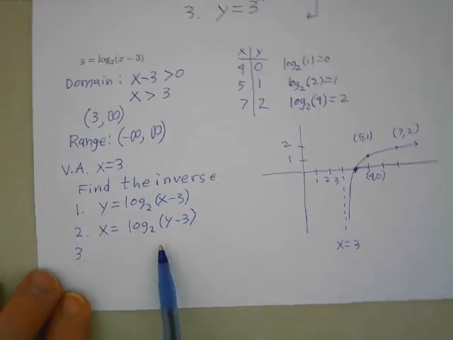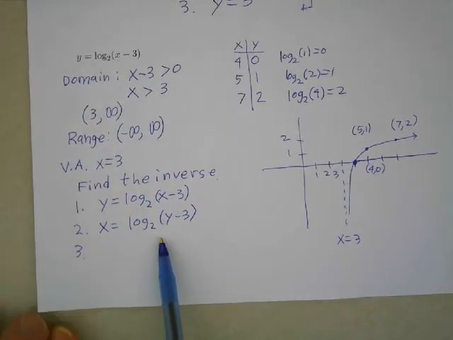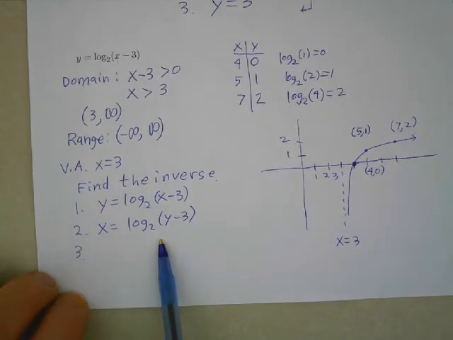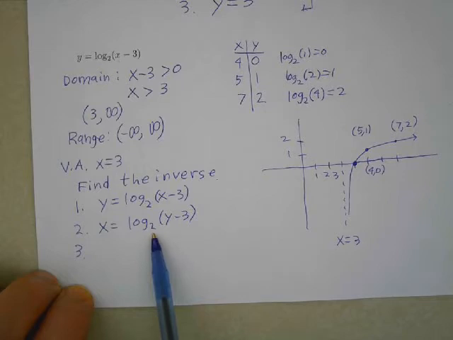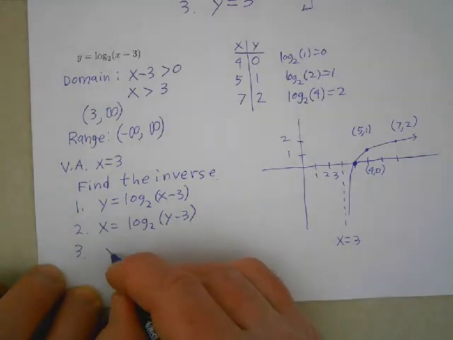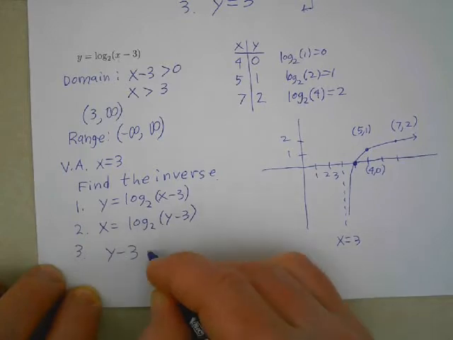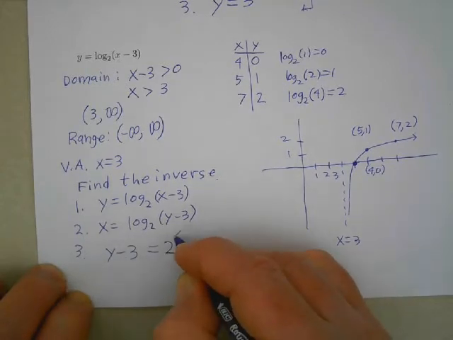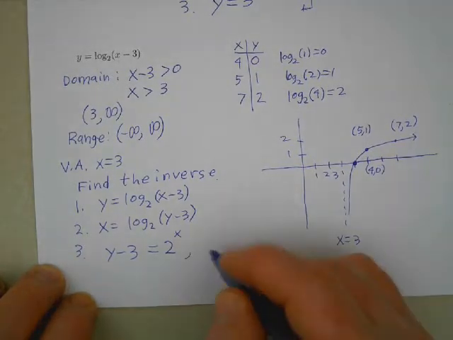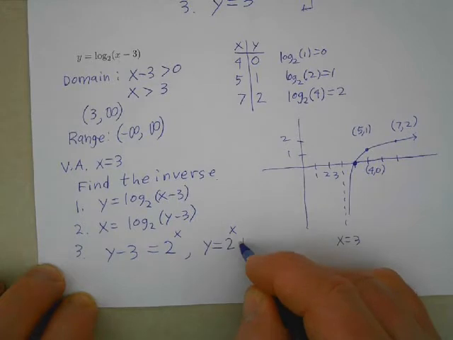Well, there's just a little bit more to do on this one than in the previous one, but it's not too bad. Convert this logarithmic equation to its exponential equation equivalent. So 2 to the x equals y minus 3. So we'll just write y minus 3 equals 2 to the x. And then just add 3 to both sides. So we get y equals 2 to the x plus 3.